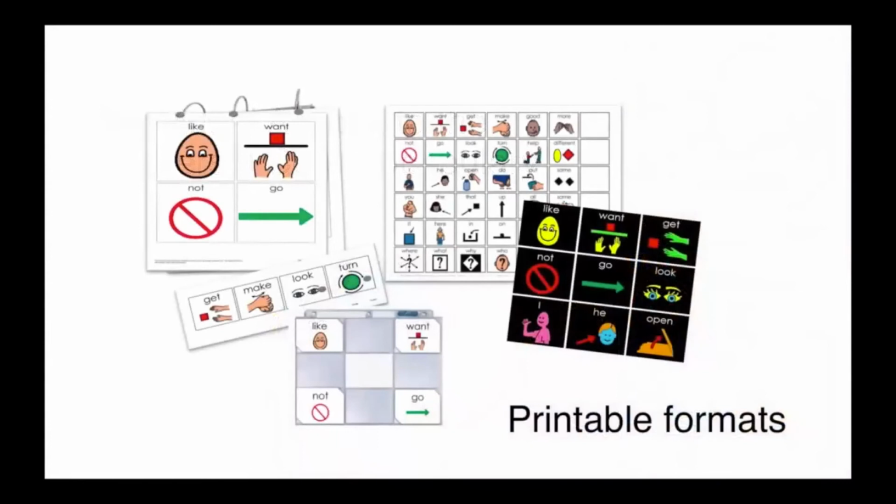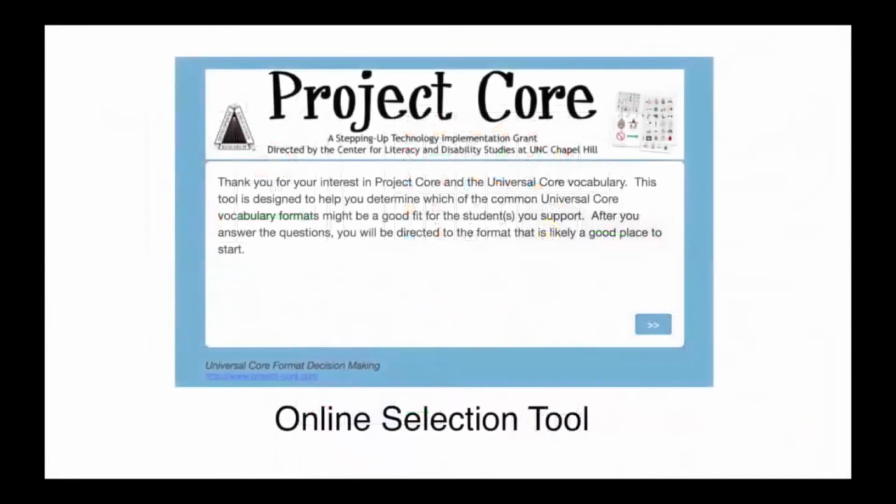Several print-based formats are available for the Universal Core vocabulary. Each of these formats can be explored and downloaded from the project website. These formats are intended as initial solutions. The program includes an online selection tool that helps guide initial decisions regarding the format that is most appropriate for each student.